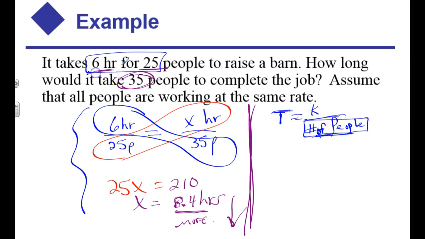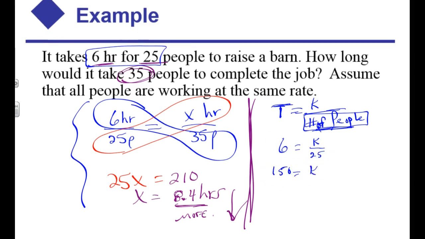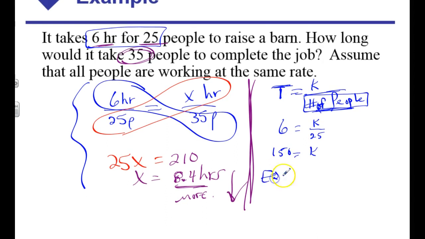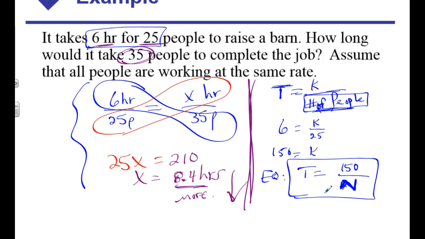So let's plug in our first bit of information and see if we can't get the equation. So if 6 is equal to k over 25, then k should equal 150, and the equation then should be t is equal to, well, I now know k, 150 divided by n. We could just generalize it, n, because it's not always 25, it's just always the number of people. So there's the general form of the equation, and once I have the general form of the equation, now I can find out how long it's going to take for 35 people.